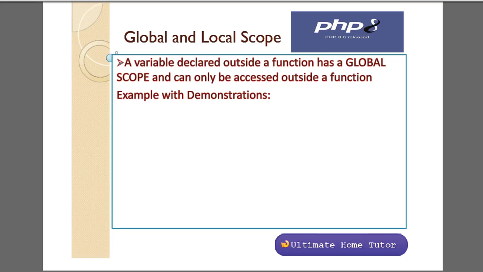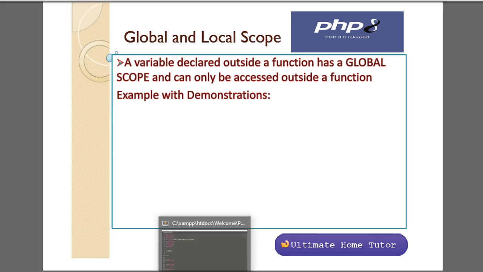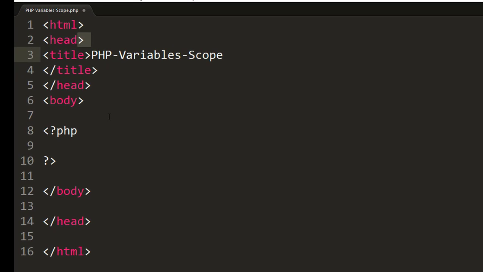A variable declared outside a function has global scope, and can only be accessed outside the function. Is it clear? It means, if you declare a variable outside the function, like I'm showing with an example. This is my PHP, the body of HTML, and I'm writing some PHP code. We'll do this one by one so you can understand better. We are putting some variables and writing some functions, and then accessing that variable inside the function, can it be accessed or not.